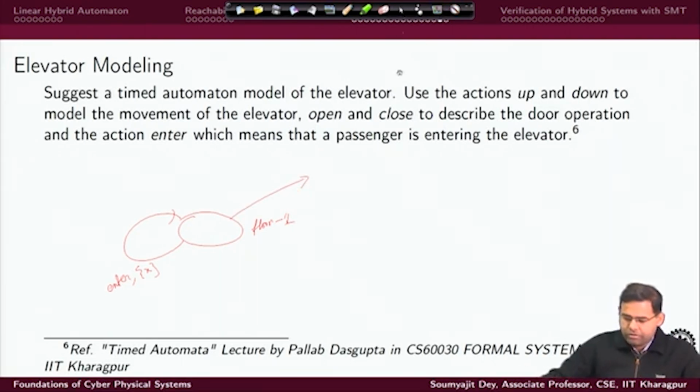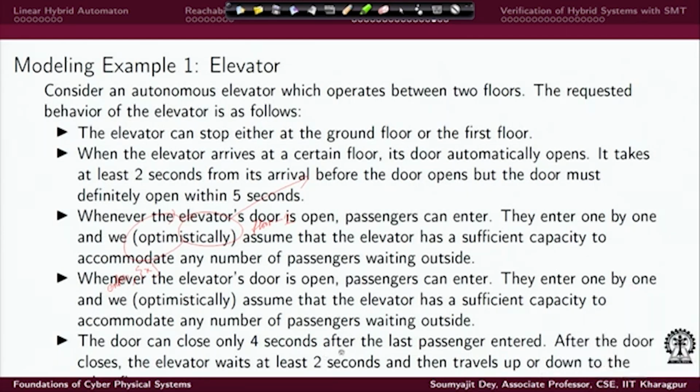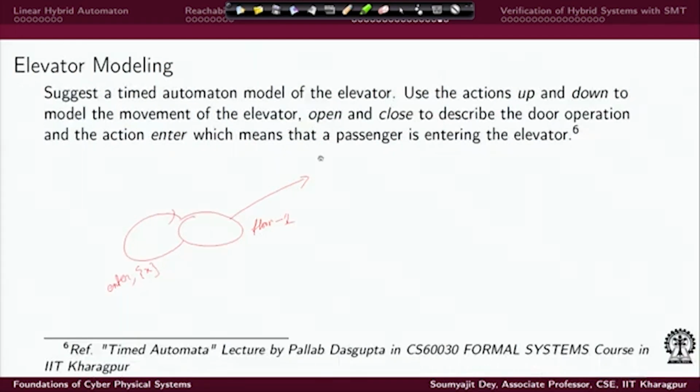So, if you check our constraints like earlier, the door can close only 4 seconds after the last passenger has entered, right. So, after the passenger has entered, the door will close. So, you can put a constraint like x greater than equal to 4, and this is the guard which must be satisfied with the close event. And then while this happens, you can take a reset of this clock.